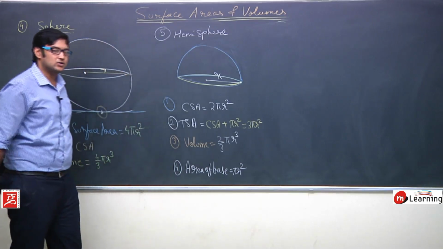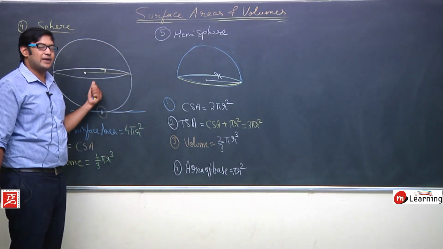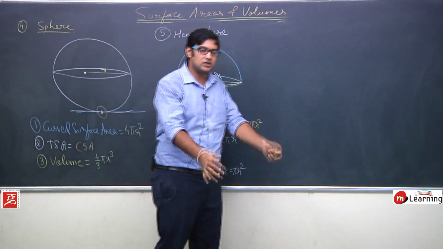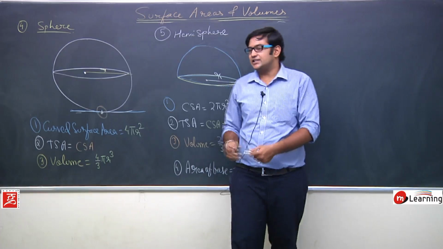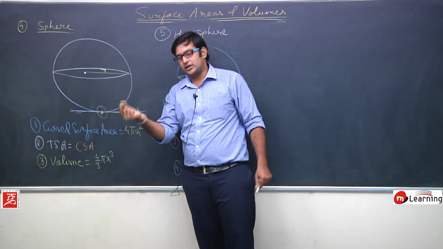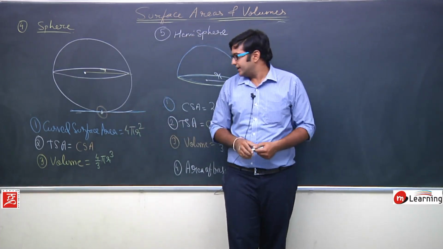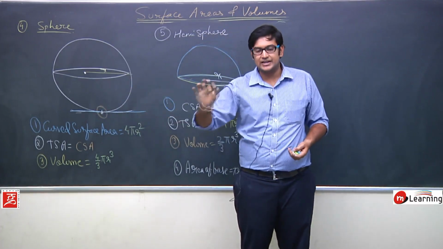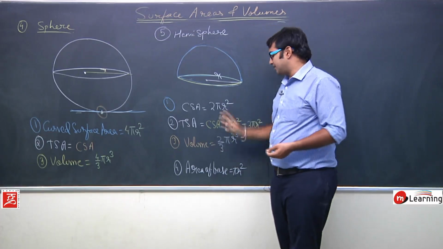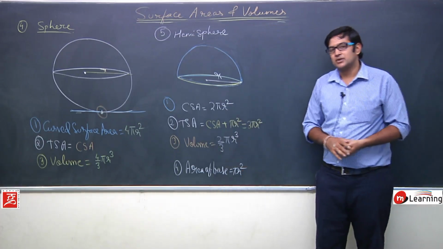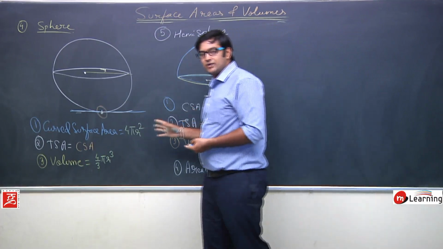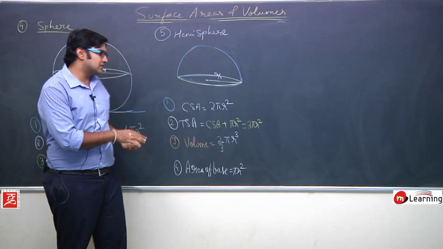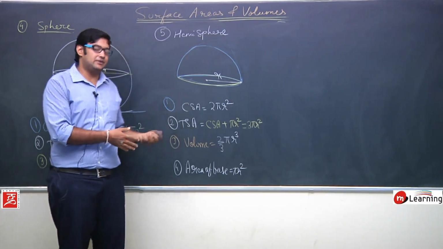Remember, the area of base is not defined for the sphere because it does not have any base. If I keep this on a plane surface, it will touch the surface only at a single point. That's why the area of the base of the sphere is 0, and the area of the base of a hemisphere is pi r square. So these are the common solid figures that you have studied in your 9th class, and this is just a quick review. We have just revised all the formulae that we have studied.